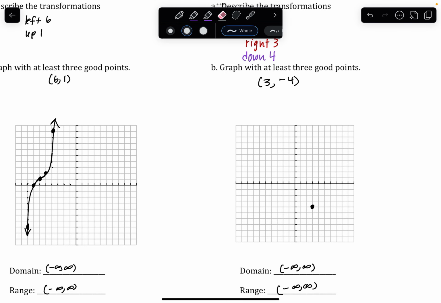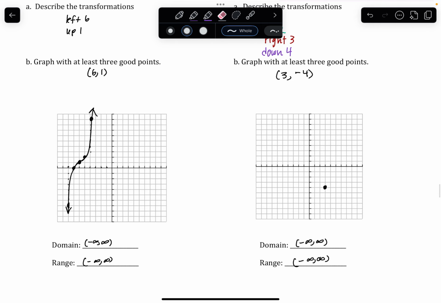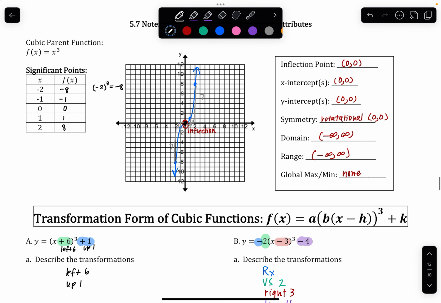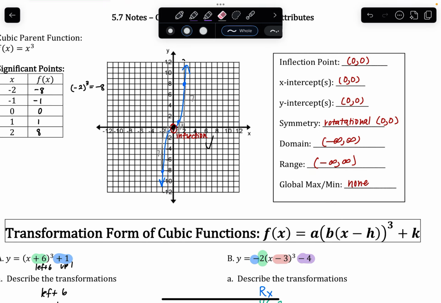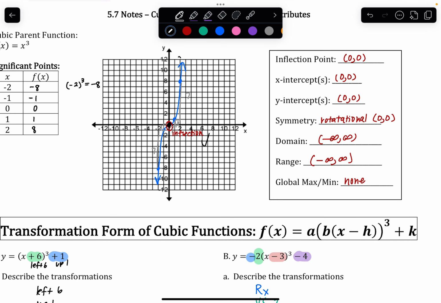And then a reflection across the x-axis is going to take the right side of our parent function and flip it down, and take the left side and flip it up. So because of the rotational symmetry, a reflection across the x-axis and a reflection across the y-axis will result in the same graph. Okay, either way, you know it's opening to the left.